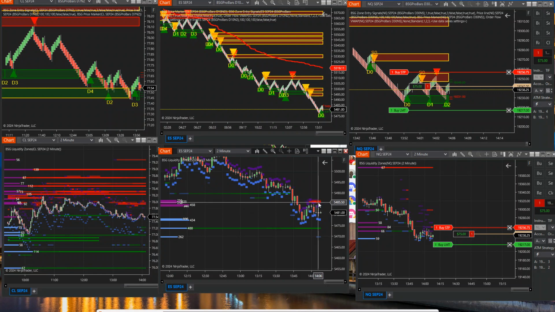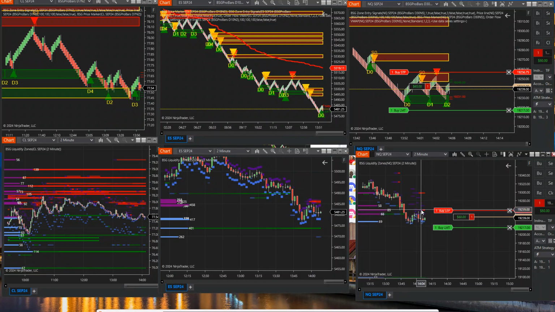You can see that right there. Supply is forming here, and even here. Look at NQ. The supply is forming right there. So I think most likely the prices could move further down.